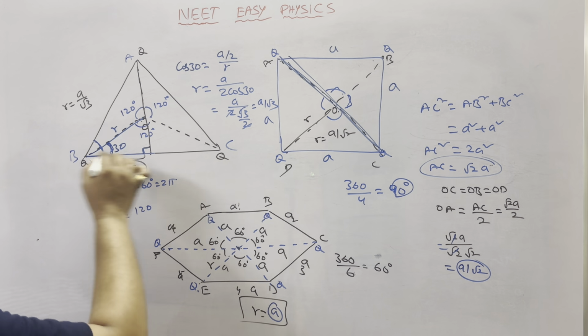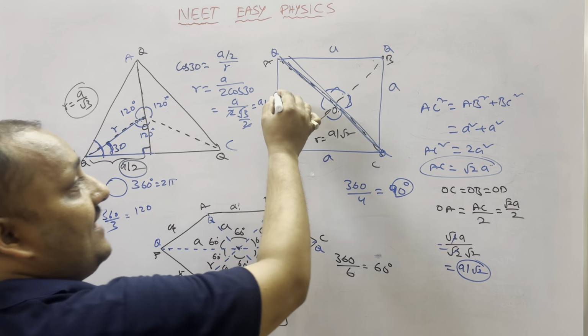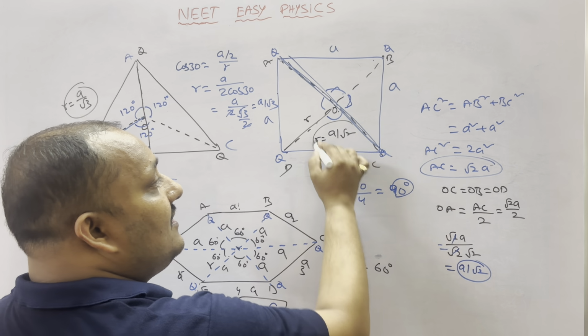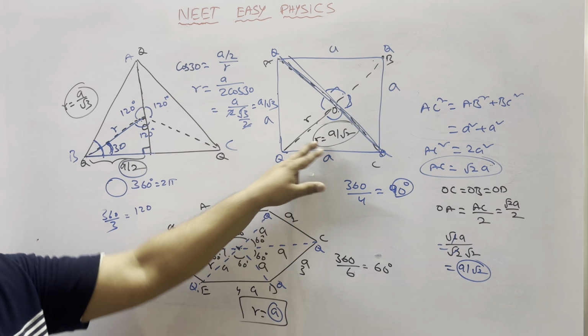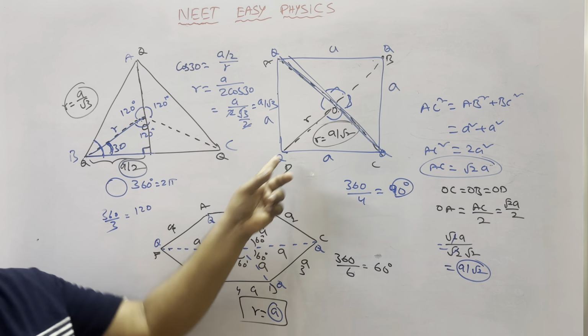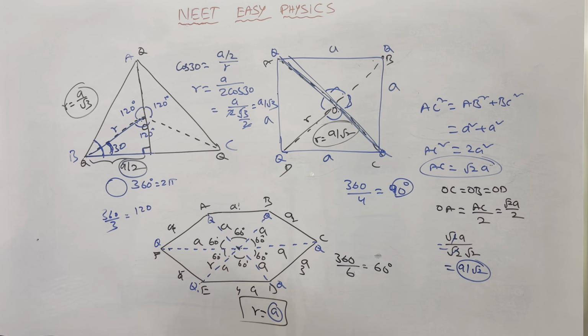Very simple. Triangle: 3 sides are there, therefore a by root 3. Square: two sides are equal, therefore a by root 2. Like that, you can apply some logic and try to remember. Without this, we cannot solve the problems in physics. But this is entirely mathematics. This mathematics will be related to our physics. Therefore, without these equations, you cannot get the physics problems.